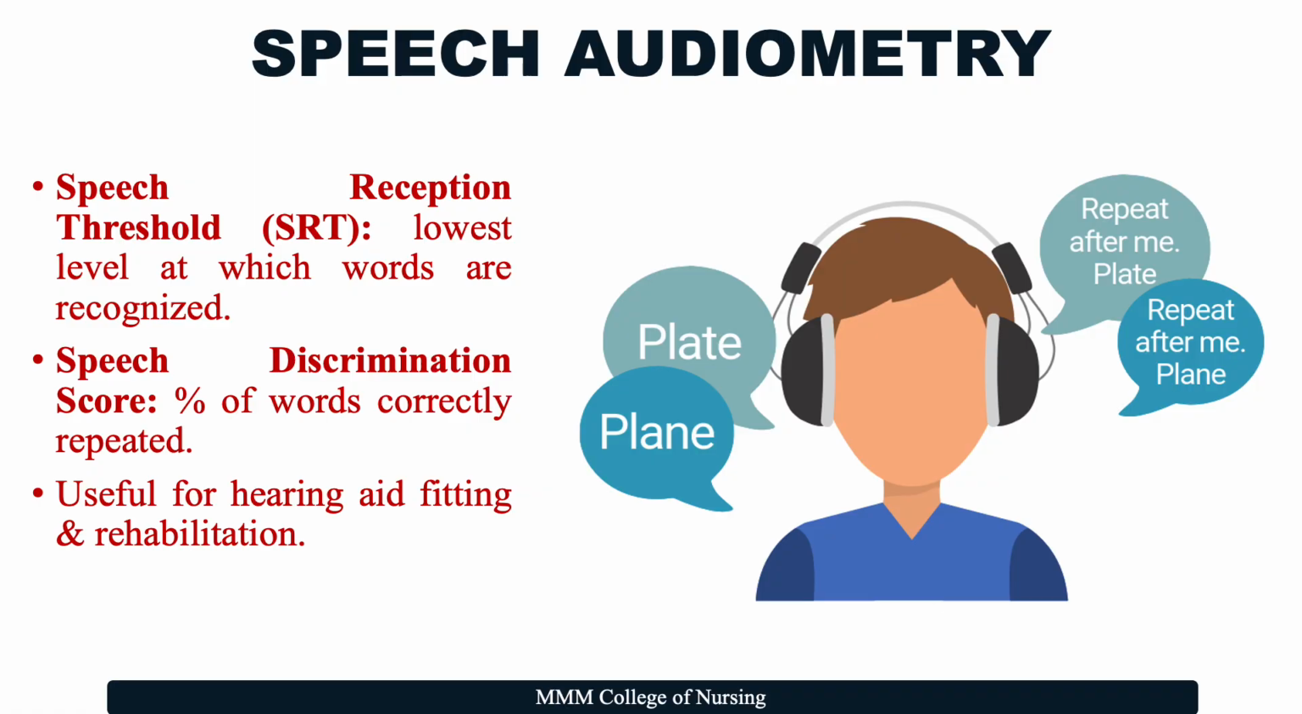Another important test is speech audiometry. Here, instead of pure tones, the person listens to words. The speech reception threshold, SRT, is the lowest level at which the words can be recognized. The speech discrimination score measures the percentage of words repeated correctly at a comfortable loudness level. This test is especially useful in hearing aid fitting as well as in rehabilitation programs.